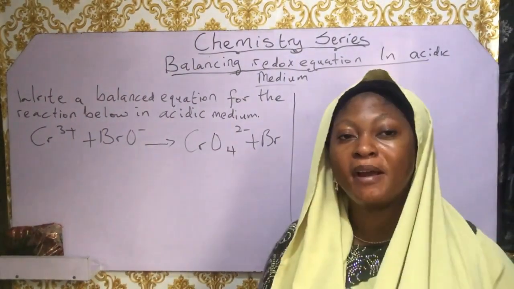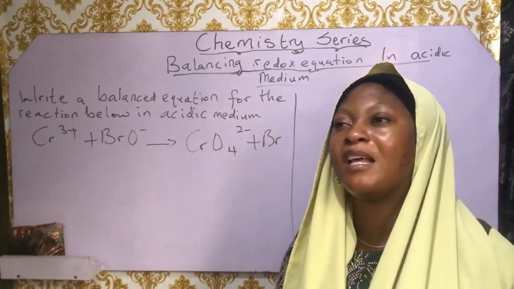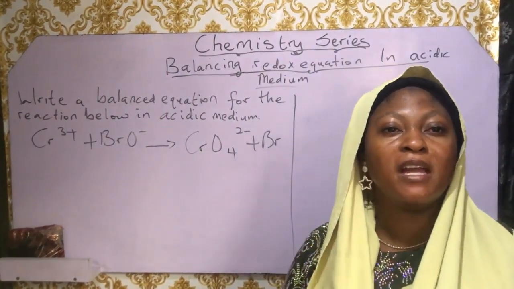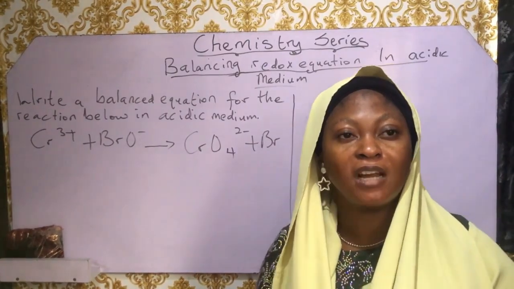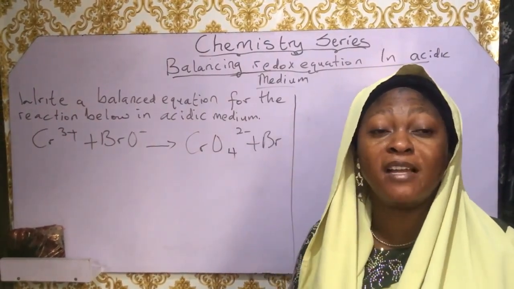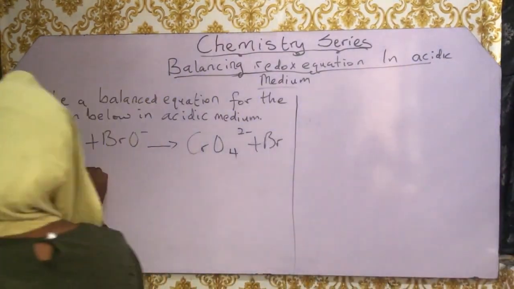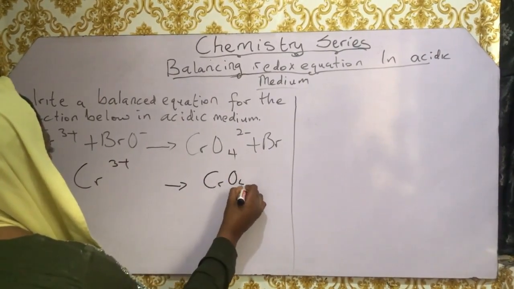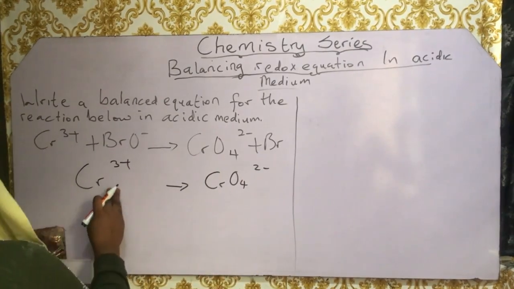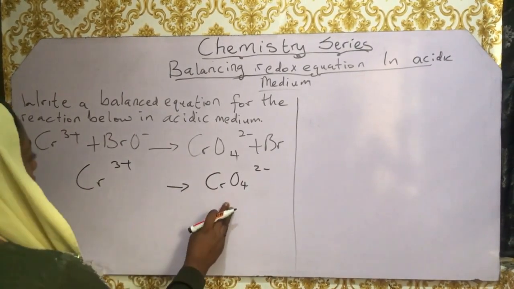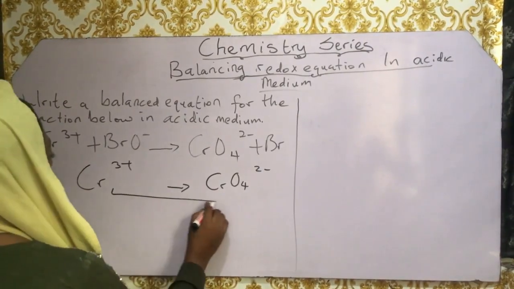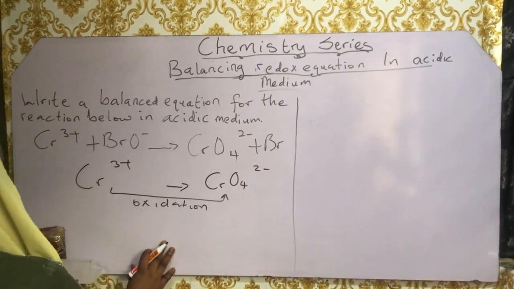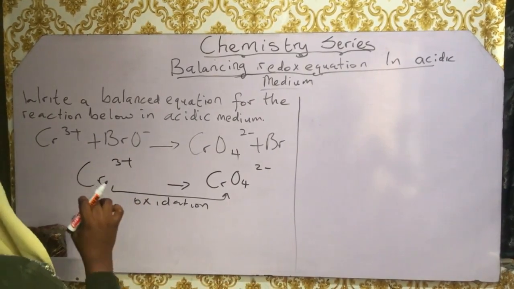Now, you will remember in the previous class we said that if you are balancing an equation in acidic medium, you have to actually identify the reaction undergoing reduction and the reaction undergoing oxidation. You have to write the half reaction. So you have Cr3+ changing to CrO4 2-. Cr3+ originally has no oxygen, now oxygen has been added. We can see that this is oxidation, because oxidation is the addition of oxygen to a substance.